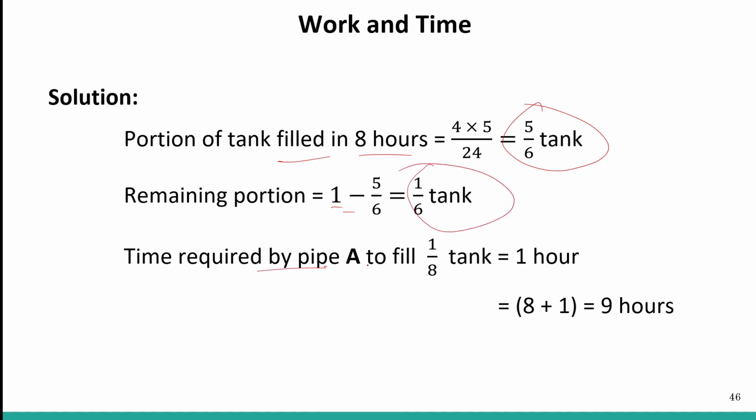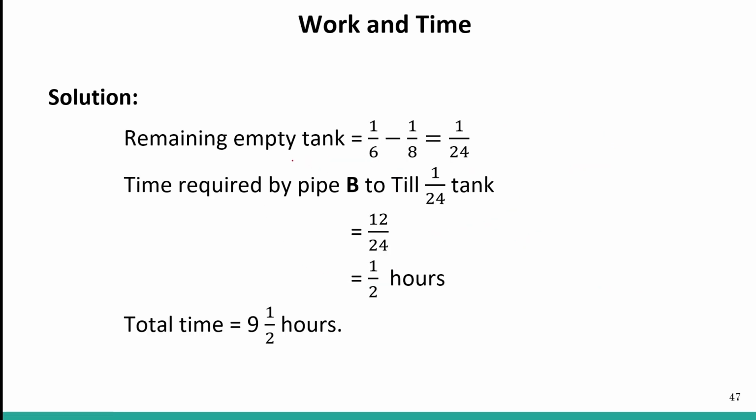So the time required by pipe A to fill 1/8 of the tank is 1 hour, so 8 + 1 = 9 hours in total is required. So the remaining empty tank is 1/6 - 1/8 = 1/24. The time required for pipe B to fill 1/24 of the tank is 12/24 = 1/2 hour, that is half an hour. So the total time before that was 9 hours and now it is half an hour, so in total it will be 9.5 hours.